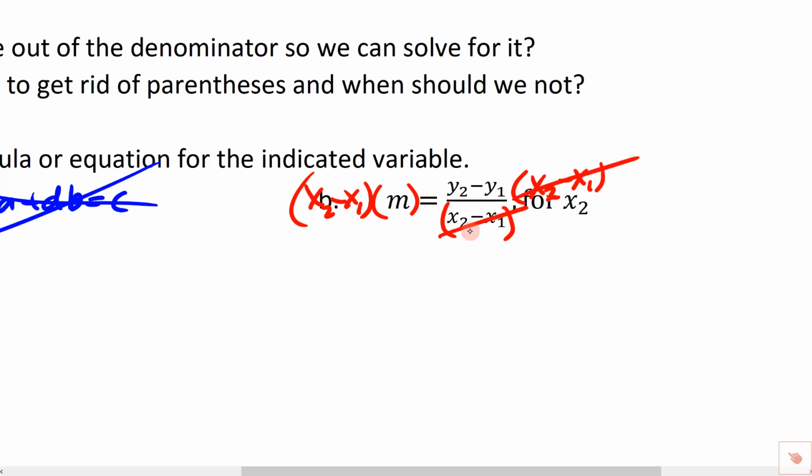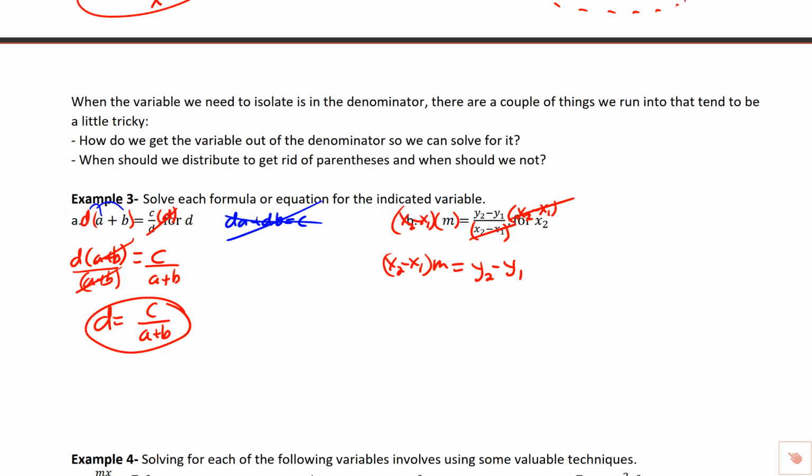I can cancel that factor off with that factor. So I have y2 minus y1, and then over on this side I have x2 minus x1, and then I'm multiplying that by m. Now take a look here. This is a completely different situation than what we had on the last one, because on the last one we had the variable that we were trying to solve for outside the set of parentheses. We had one of them over here, and now it's on the inside of the parentheses.